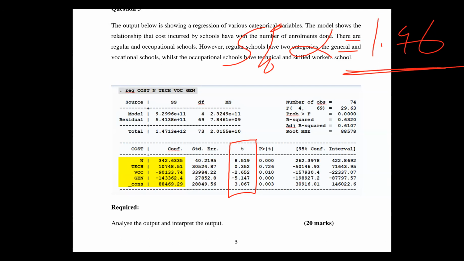Then it's the N and the constant, the 8.519, beta 4, and the constant. Okay, it is significant. Yes. What about the other variables? They are less than 1.96. Okay, they are not significant.